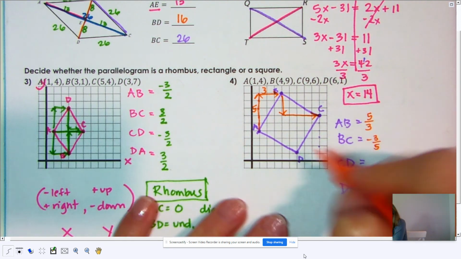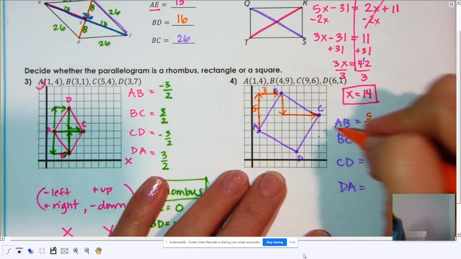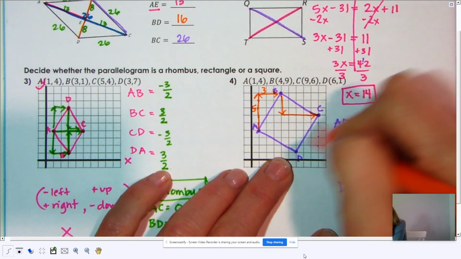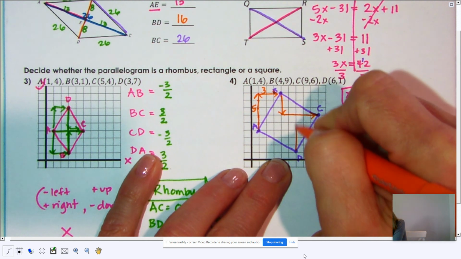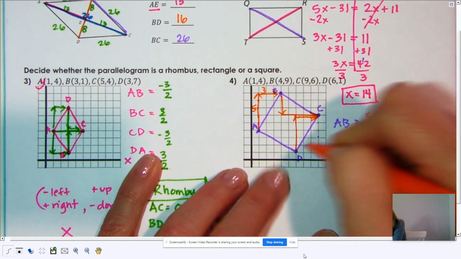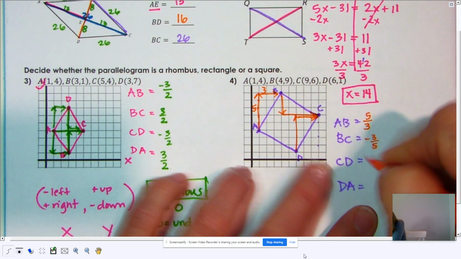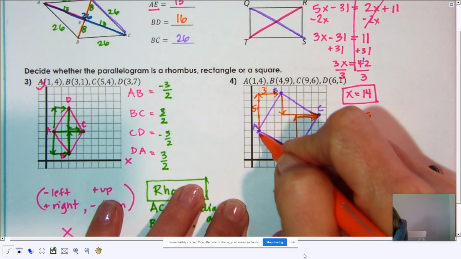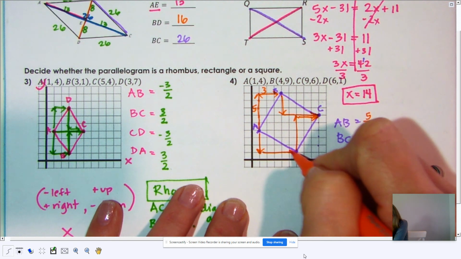Then from C to D, we technically should go from D to C, so we can move left to right. We went up by 5 over by 3. 1, 2, 3, 4, 5, yeah. Up by 5 over by 3. And then from A to D, we went down by 3 and over by 5.